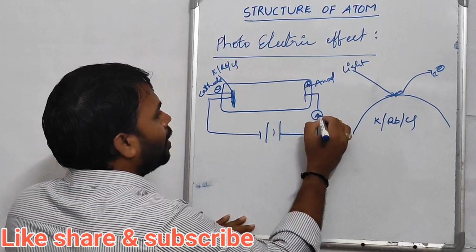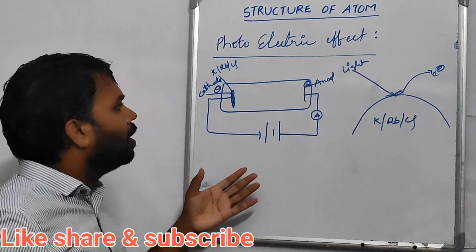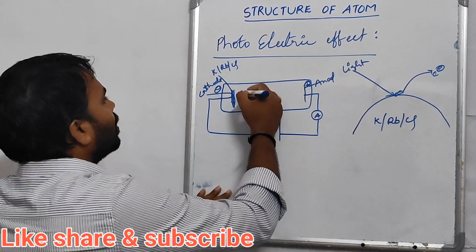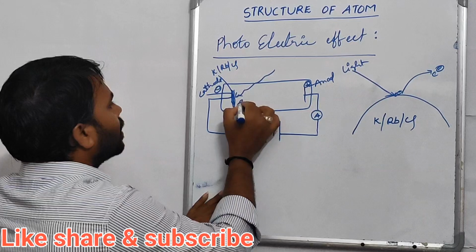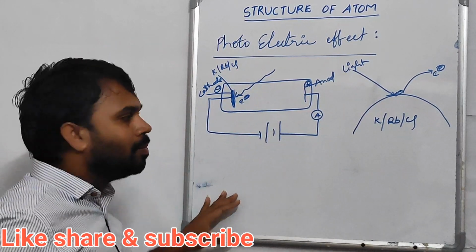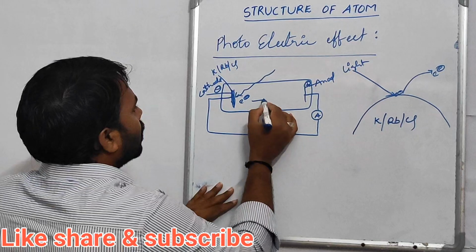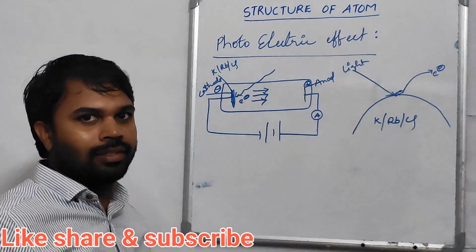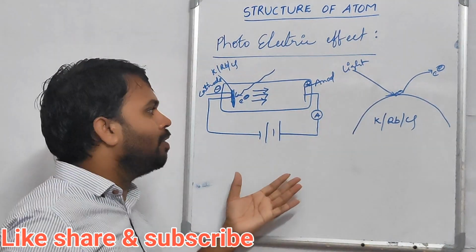This is an ammeter used for measuring the current. Initially, there is no current. By supplying a beam of light from the source, electrons are ejected from this metal surface because these are alkali metals. The flow of electrons indicates the flow of current. Now current is flowing, and the ammeter shows a positive indication.